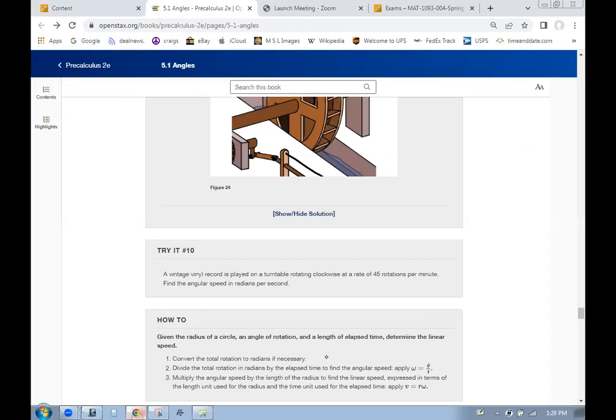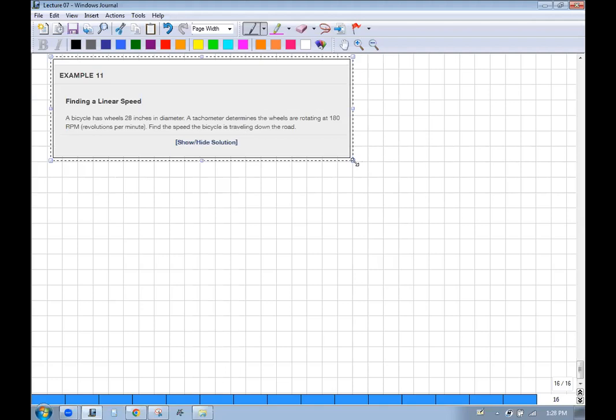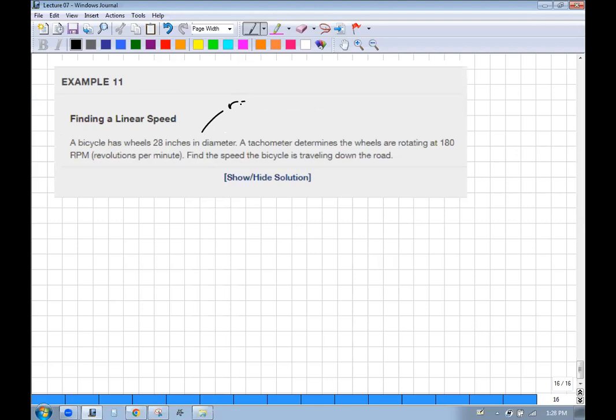There we go, example number 11. Let's see what they want us to do here. The bicycle has wheels of 28 inches in diameter. Well, that means the radius is half that, or 14 inches, right? A tachometer determines the wheels are rotating at 180 revolutions per minute. Find the speed the bicycle is traveling down the road.